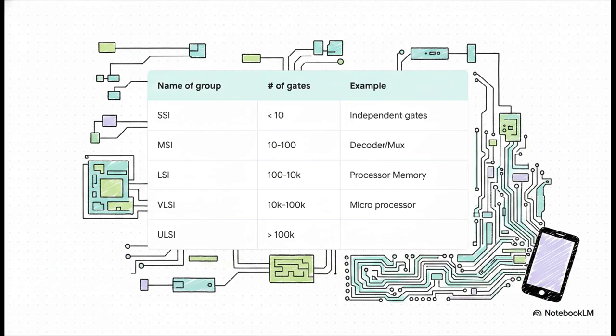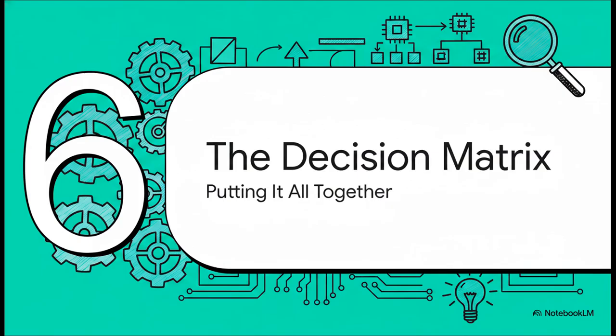And then, as you can see, we just kept going. Medium, large, very large, and now ultra-large scale integration, or ULSI, where we're packing over 100,000 gates onto one chip. This relentless shrinking is the engine behind Moore's Law, and it's the reason the supercomputer of the 70s now fits in your back pocket. So we've looked through all 5 of our lenses.